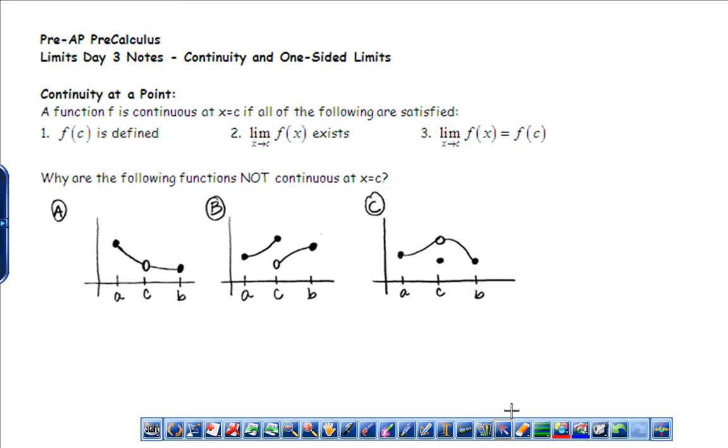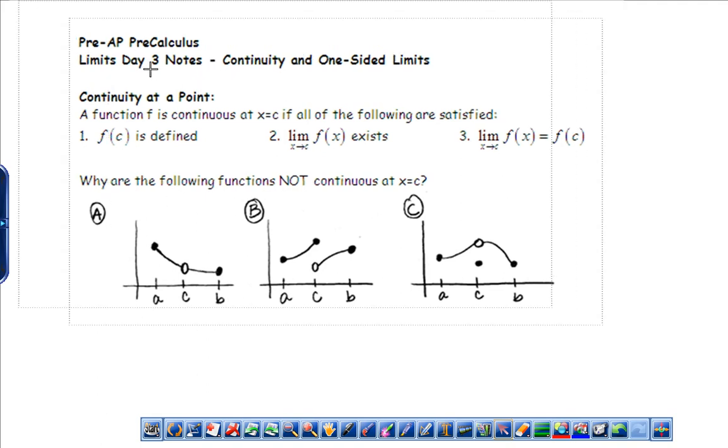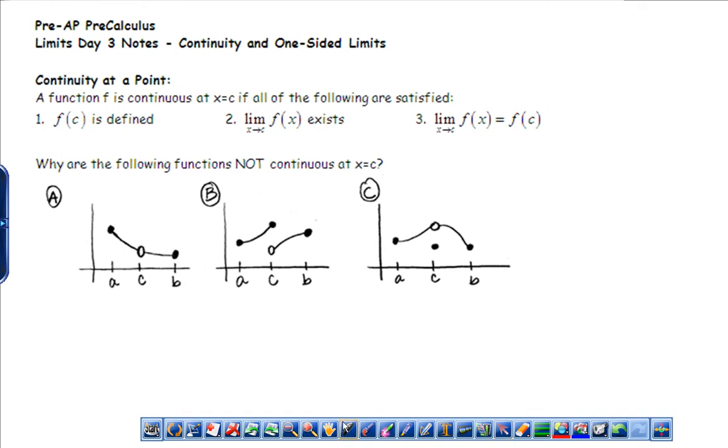Okay, so this is the video for Limits Day 3 notes. We're continuing our discussion on limits, and we're going to talk about the idea of continuity. Continuity stems from the word continuous. And so we're saying a function is continuous at x equals c if all of the following are satisfied.